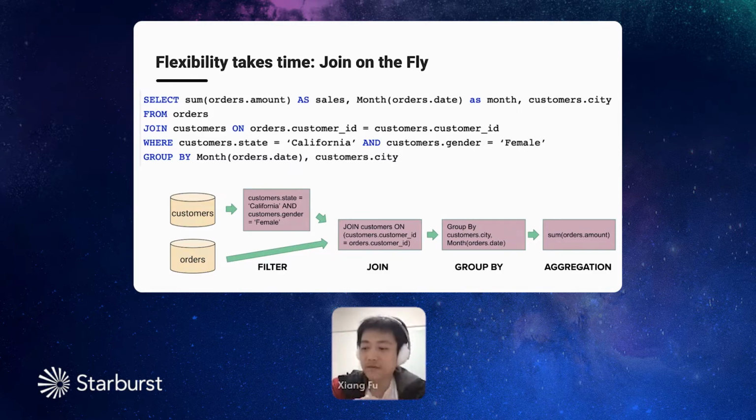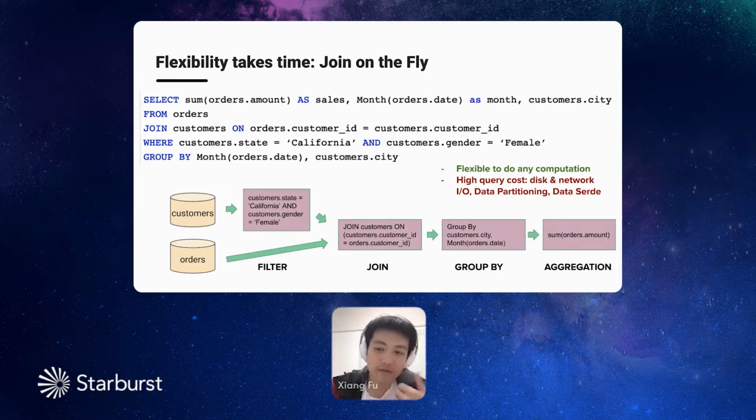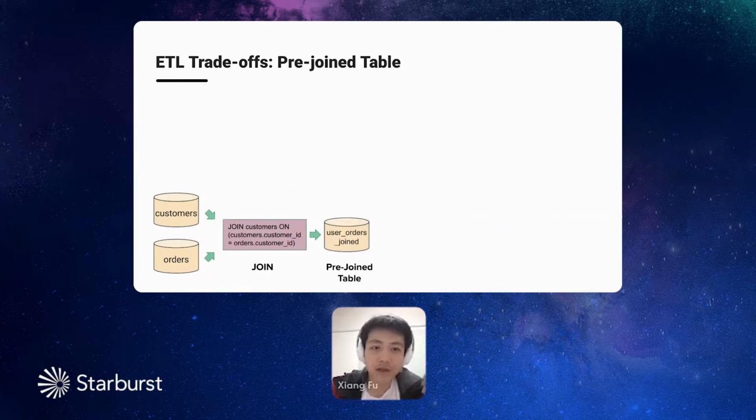This data shuffle phase contributes majorly to your query latency, including how to partition your data, how to serialize, do network I/O and deserialize when sending data from each phase to the next. So here we get the flexibility to do any kind of computation. However, we pay a high cost on disk and network I/O and on data partitioning and data serialization.